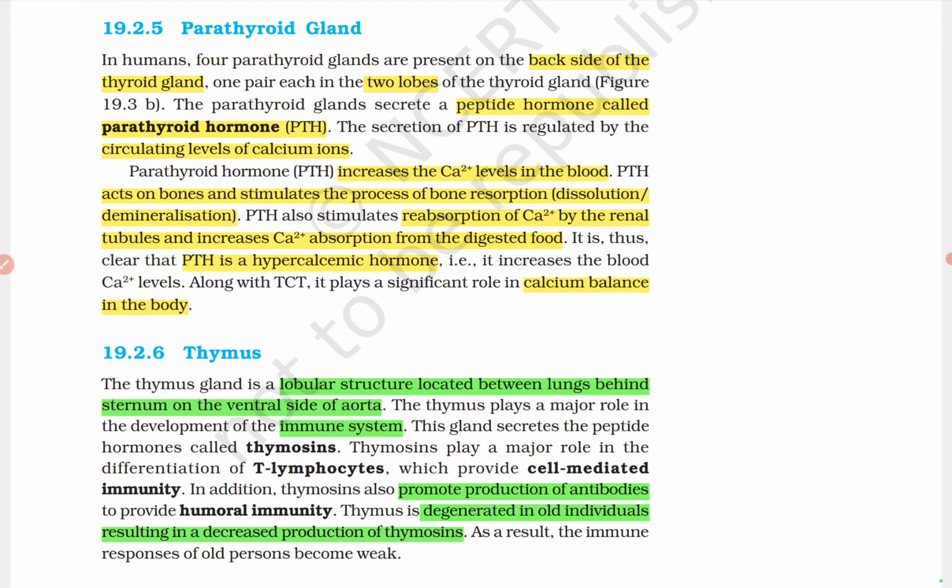blood. PTH acts on bones and stimulates the process of bone resorption, dissolution or demineralization. It also stimulates reabsorption of calcium by the renal tubule and increases calcium absorption from the digested food. It is thus clear that PTH is a hypercalcemic hormone, that is, it increases the blood calcium level. Along with TCT, it plays a significant role in the calcium balance in the body.